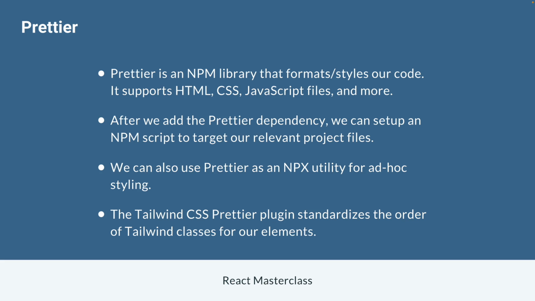We can, for example, set up an NPM script to target our relevant project files or folders. We can also use Prettier as an NPX command line utility just to ad hoc style or ad hoc target our specific files if we need a quick format. And as we also saw, we can set up VS Code to automatically run Prettier on file save, which is typically the option that I go for.